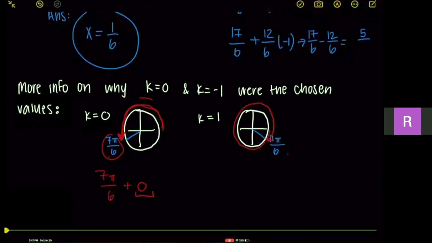For k equals -1, we chose k equals -1 because instead of doing 0 revolutions, we're actually going backwards 1 entire revolution in addition to this part here, which is our 11 pi over 6. So what we're doing here is we have 11 pi over 6 plus -1 revolutions around the unit circle.